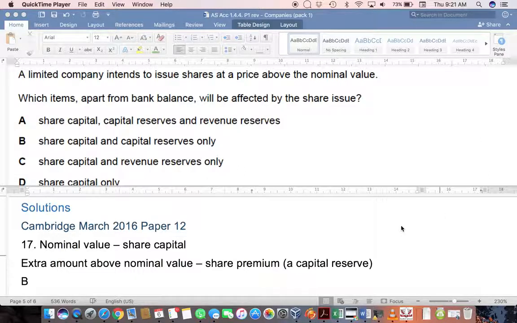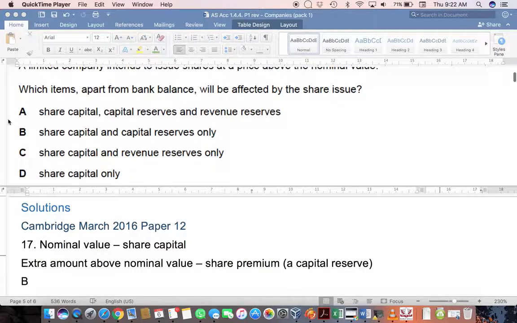Well, if you have a look at this, your nominal value will go to the share capital account, and then, as I've just mentioned, any extra amount above the nominal value is going to be share premium, which is going to be a capital reserve, compared to a revenue reserve, which refers to things like retained earnings, etc., that you can actually distribute as dividends. Share premium you can't distribute, and that's why it's known as a capital or long-term reserve. So therefore, we like answer B, share capital and capital reserves. That's what our choice will be.